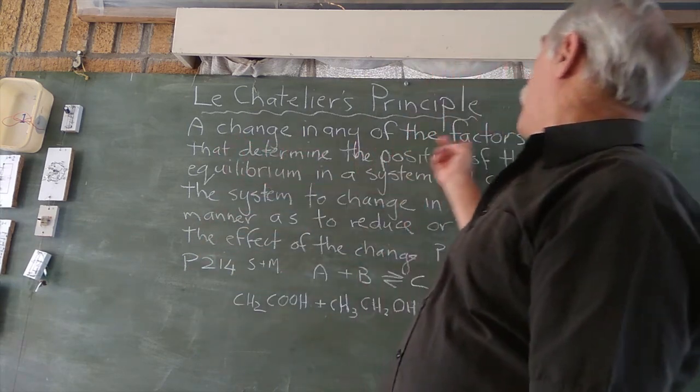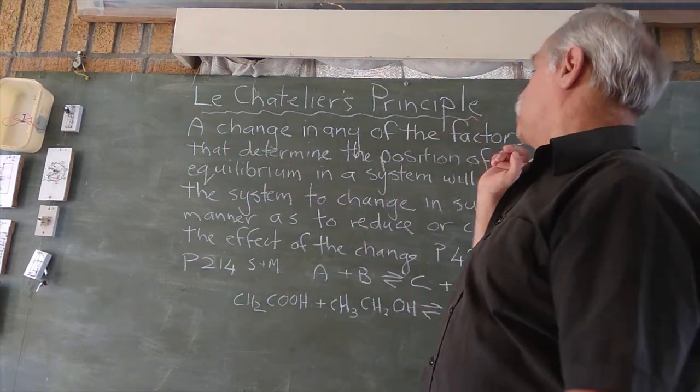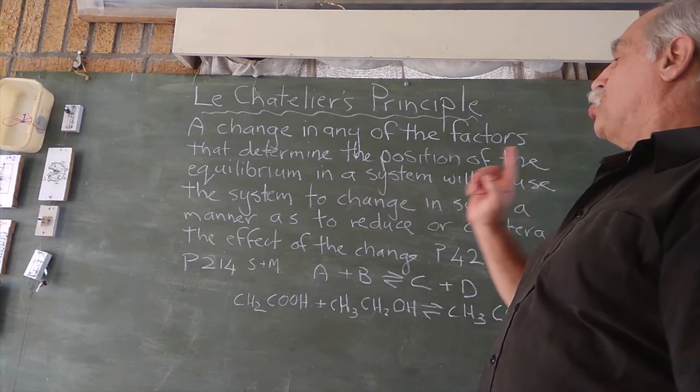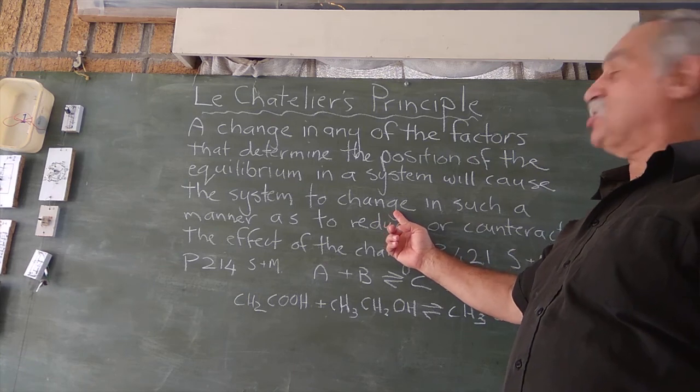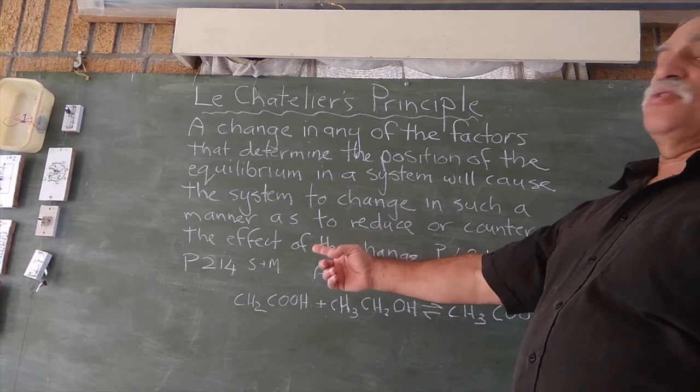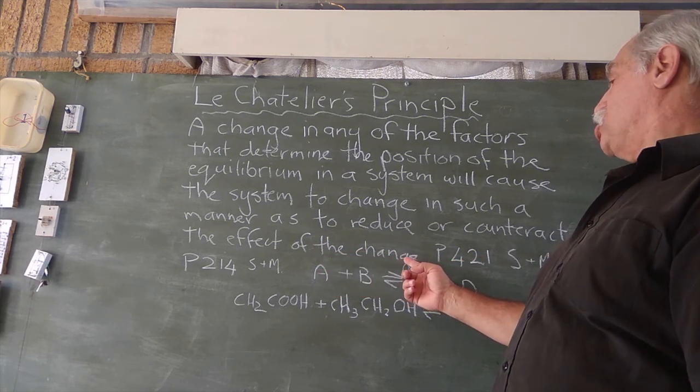A change in any of the factors that determine the position of the equilibrium in a system will cause the system to change in such a manner as to reduce or counteract the effect of the change.